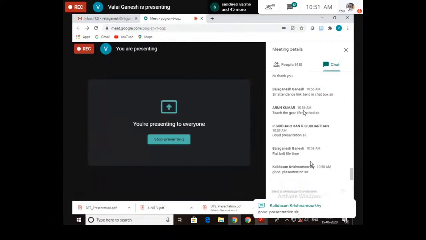Flat belt lifetime: as already told earlier, open belt drive has somewhat longer lifetime when compared to cross belt drive, since the angle of contact is less compared to cross belt drive.